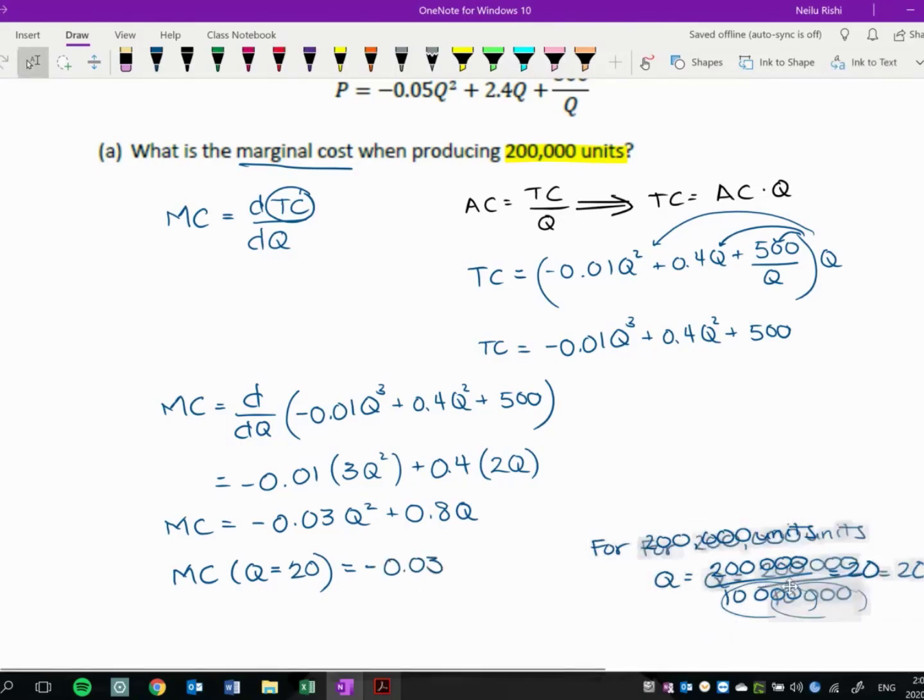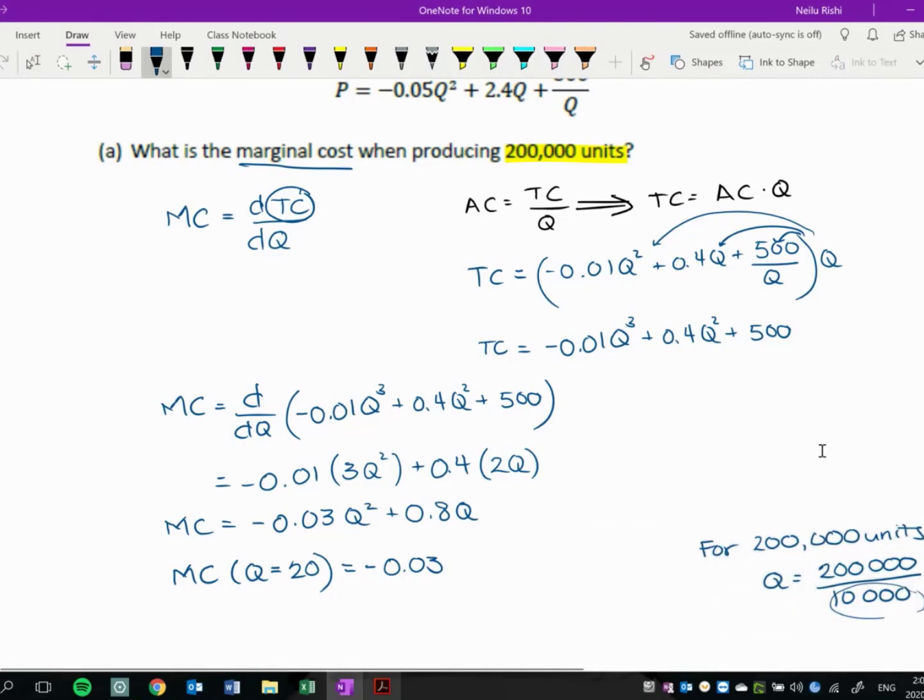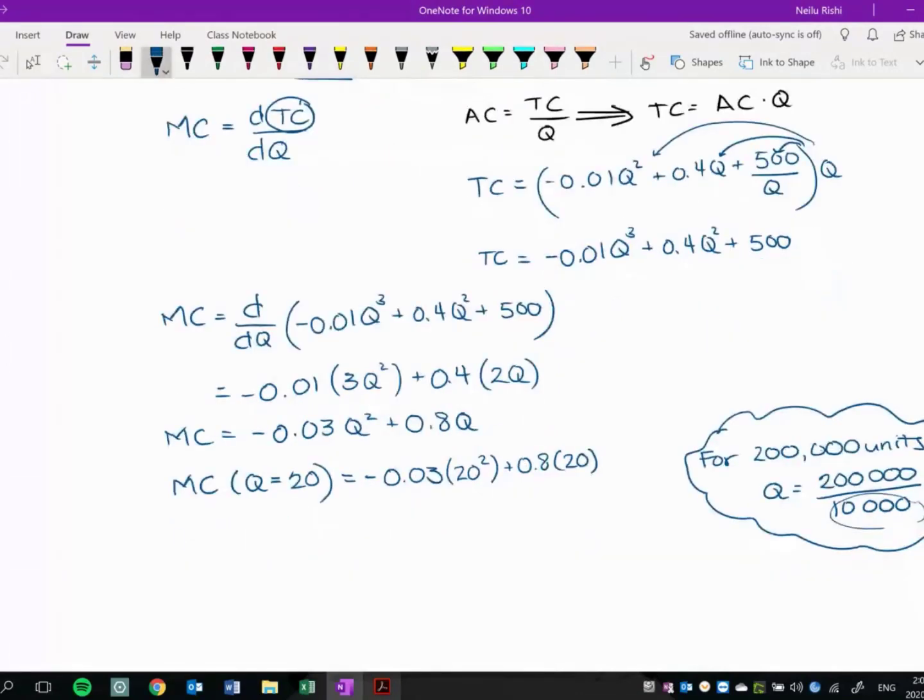Negative 0.03 times 20 squared plus 0.8 times 20. I get marginal cost is equal to 4. Now, what does that mean in terms of units? How would I say that to your employer? How would you say that marginal cost? What are the units on this?